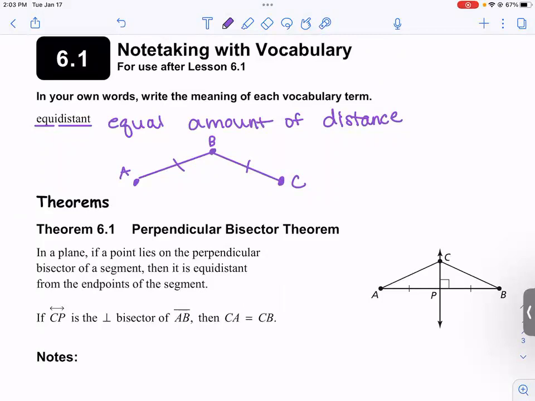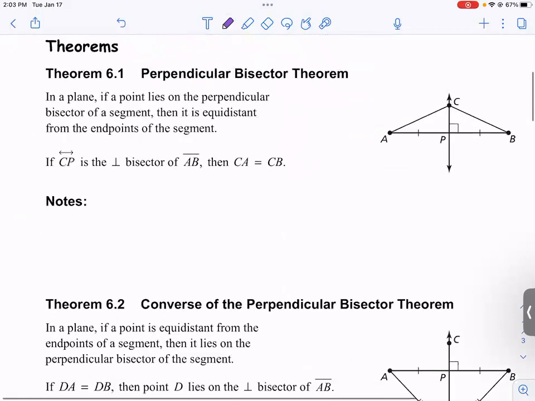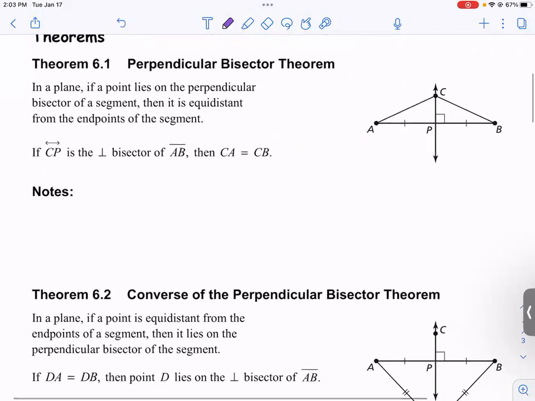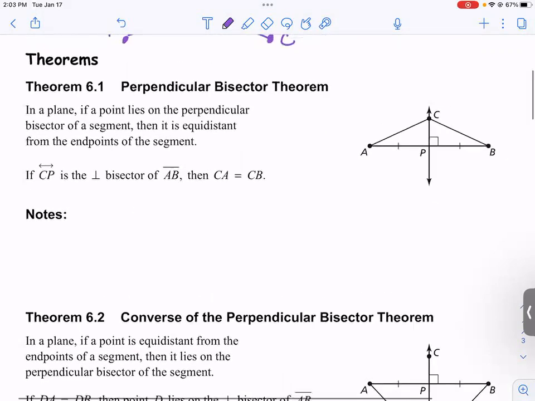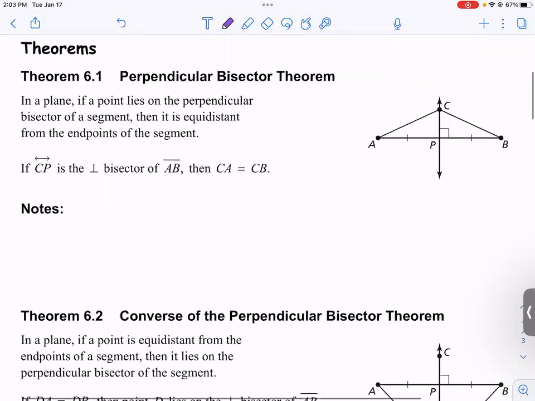The word equidistant is going to come up today, tomorrow, and the next day, or whichever days we're here, okay? So here's the deal. We're gonna talk about two special things in our triangles today. The first one is called a perpendicular bisector. So let's break that apart. Perpendicular. What does that mean?